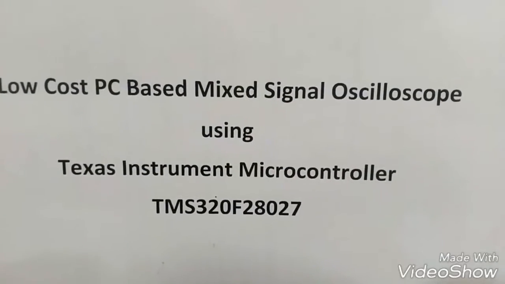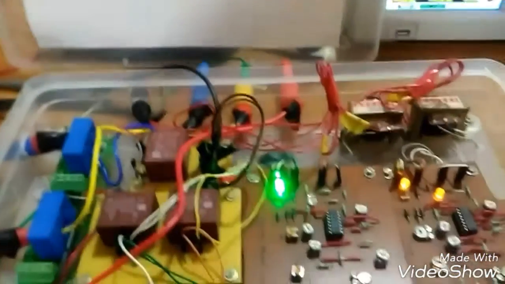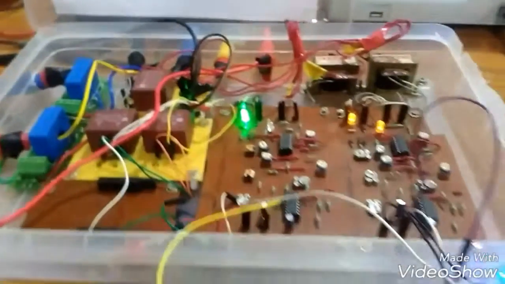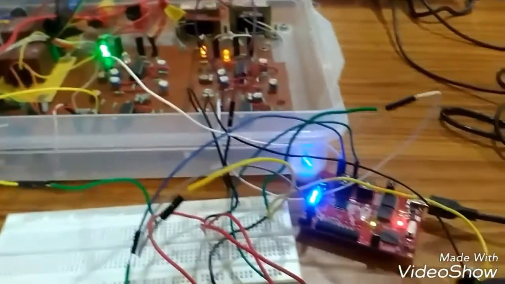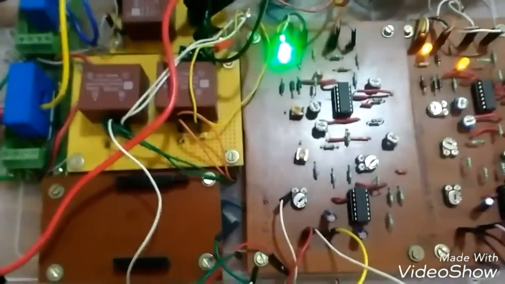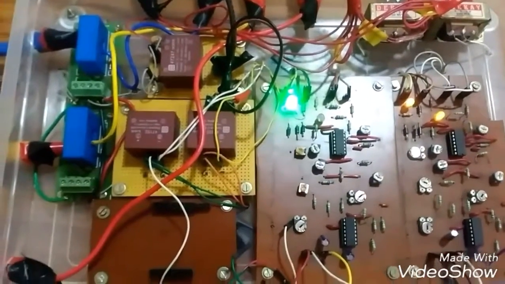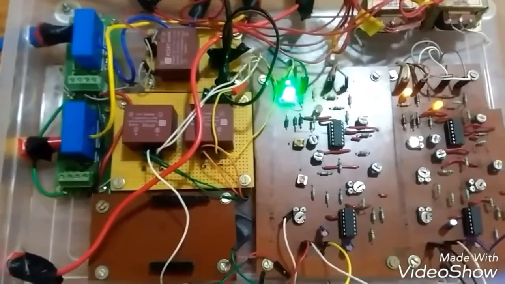Low-cost PC-based mixed-signal oscilloscope using Texas Instruments microcontroller TMS320F28027 is our project. This is the experimental setup that has been designed, and the C2000 microcontroller is kept out for convenient connection purposes. The experimental setup consists of a current sensor and voltage transformer for sensing the voltage and current that has to be measured. It also contains the signal conditioning board that converts the bipolar signals to unipolar signals for measuring, and it also eliminates the noise signals.